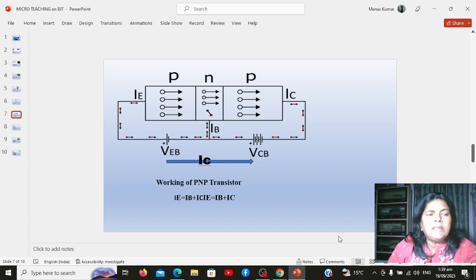The two terminals, emitter and collector, are taken out from the two P-type semiconductor layers, and the base terminal is taken from the N-type semiconductor for the PNP transistor. The conventional current flows into the emitter as indicated by the inward arrow. So, working of the PNP transistor.